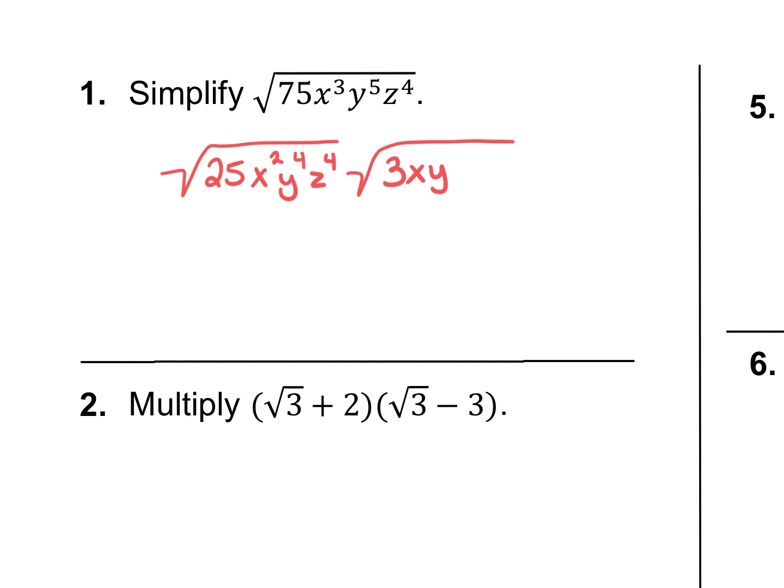What's the square root of 25? 5. What's the square root of x squared? Yep, remember what are we doing with our exponents on these? Dividing by 2. Yep, so that's how we get x to the first for this one. What about y to the 4th? Y to the 2nd, because 4 divided by 2 is 2. And then same thing for z, we get z to the 2nd. What do we do with the rest? We keep the bad.